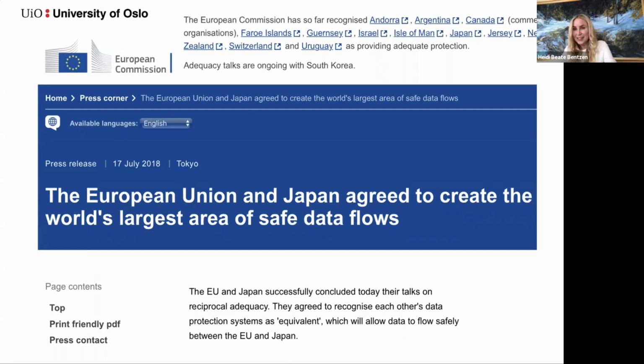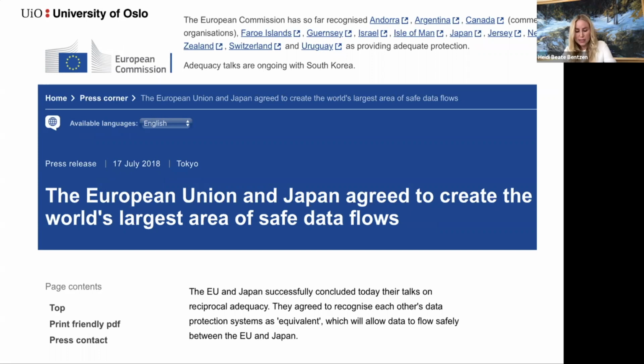So as you've seen then, the GDPR is built to function as an instrument for facilitating responsible scientific research, and it functions as such, both within the EU and for collaborations, such as with countries the European Commission has decided offer an adequate level of data protection, for instance, Japan. So when Japan and the EU mutually decided that they offer adequate levels of data protection, this created the world's largest area of safe data flows.